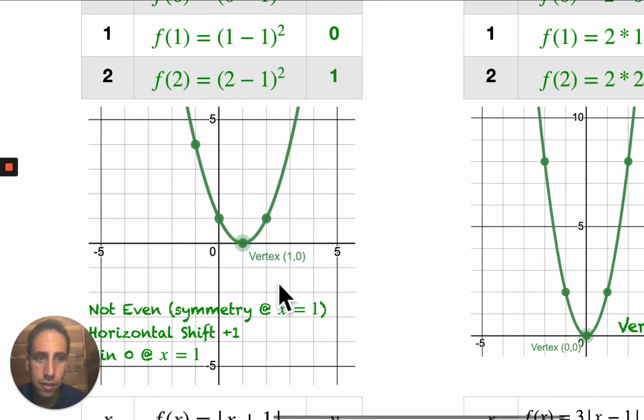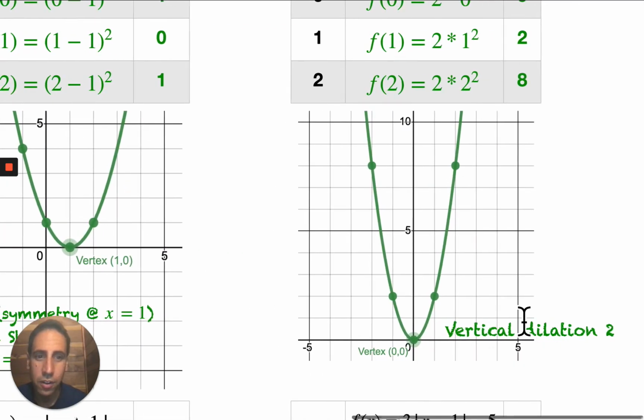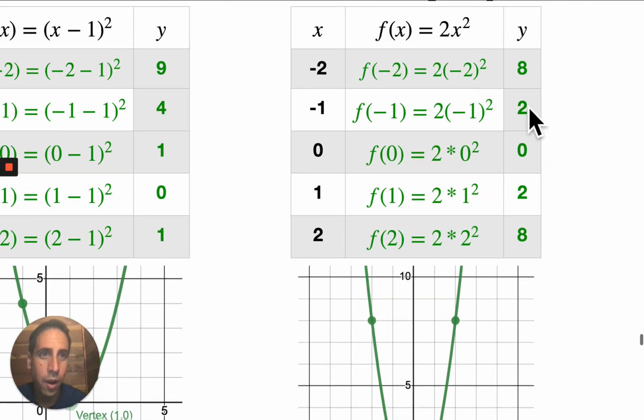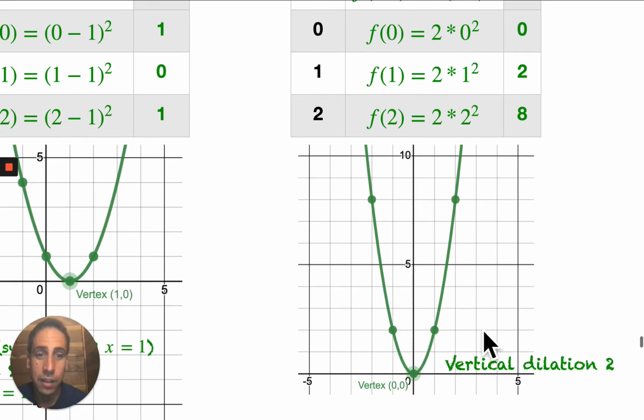But we're just going to call this a vertical dilation of 2, meaning all the y values are twice what they used to be in the original, and so therefore they are twice as far away from the x-axis.